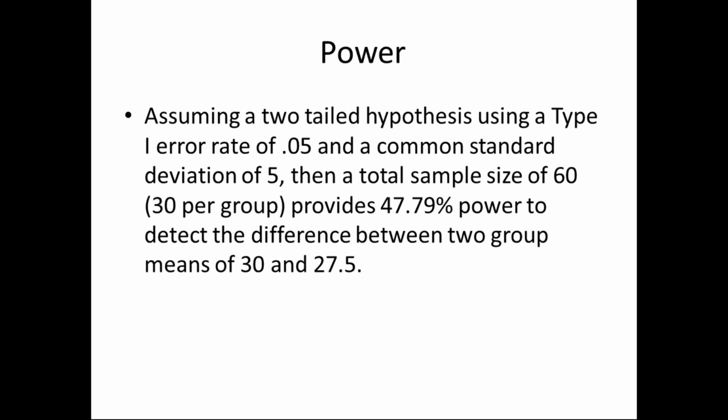Then a total sample size of 60 provides 47.79% power to detect the difference between two group means of 30 and 27.5. Everything's there. Effect size, type 1 error rate, standard deviation, sample size and power, all those have to be stated. And then I start out with just telling them what I assume. Now, you can come back with, David, what happens if the standard deviation is 6? Is this still right? Hey, it's never right. And yes, I need to update it. Okay? It's never right.